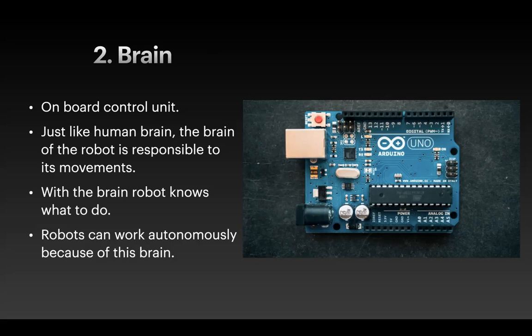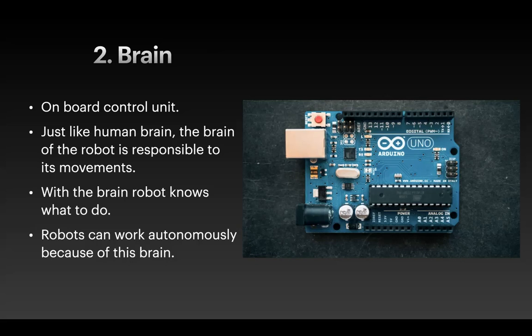Like I said, another word for the brain is the control unit. The onboard control unit is the brain of the robot. Just like the human brain, the robot's brain is responsible for its movements. This is the part responsible for the robot's movement. This is where we code as well. We code this brain, the control unit.